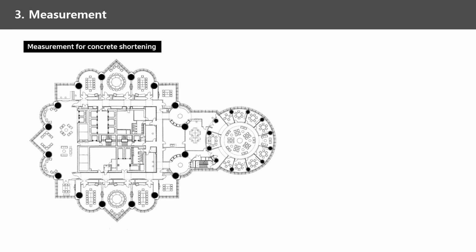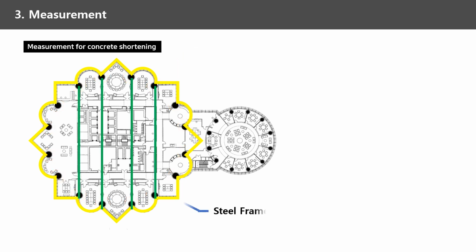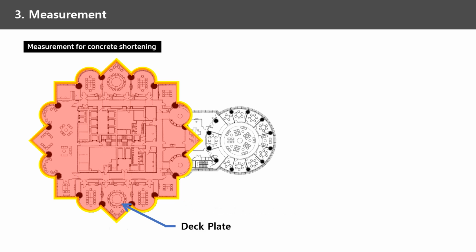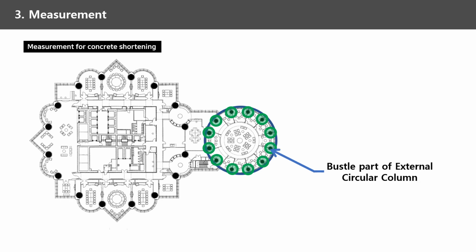To measure the concrete shortening in the case of the main tower, they measure the core and shear wall and the external circular column. And for floor materials, they measure the steel frame beam and deck plate. In the case of the basalt tower, they mainly measure the external column, which is a vertical material.